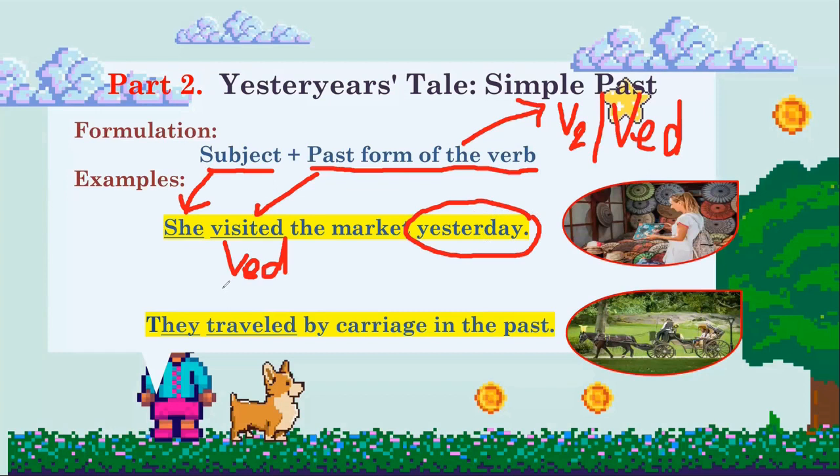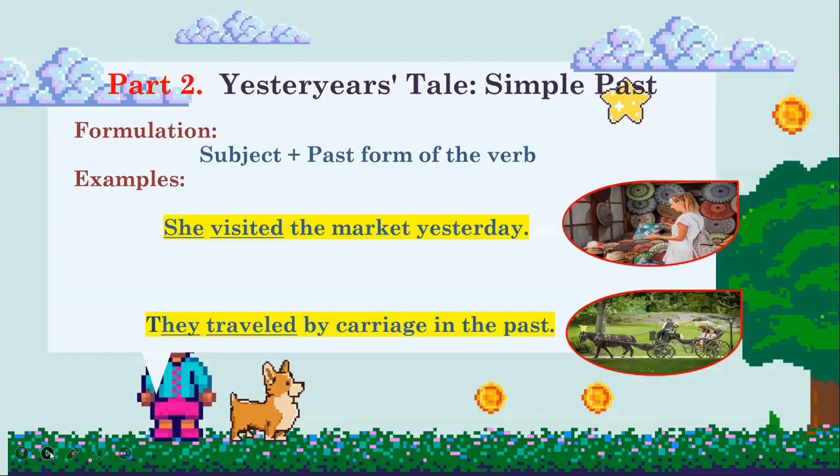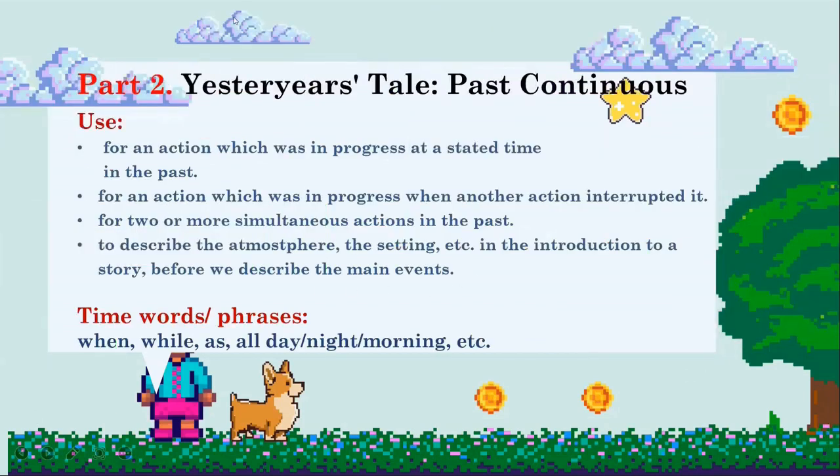Yes. So, the next example here, we can see: They traveled by carriage in the past. So in this instance, they is the subject and it's paired with the past tense verb traveled here, verb-ed. And the phrase in the past here emphasizes the historical nature of the action. And it's also the signal words of this sentence too. So let's move to the next slide.